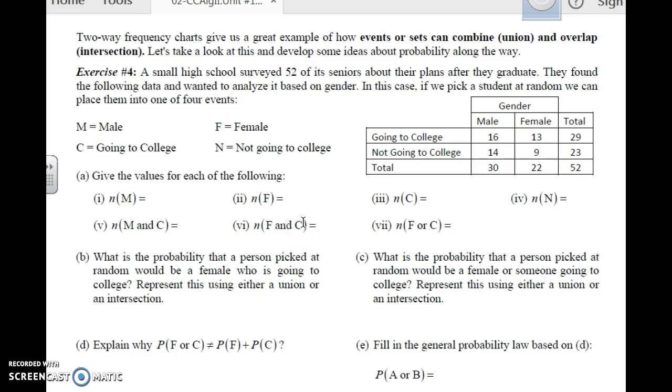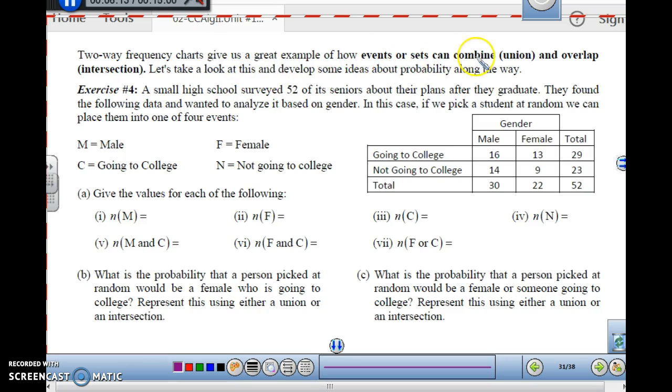All right, now two-way frequency charts give us a great example of how events or sets can combine, union, and overlap, intersection. So let's take a look at this and develop some ideas about probability along the way. Exercise 4 says, a small high school surveyed 52 of its seniors about their plans after they graduate. They found the following data and wanted to analyze it based on gender. If we pick a student at random, we can place them in one of 4 events. M stands for male, C stands for going to college, F stands for female, and N stands for not going to college. So here is the data that they found.